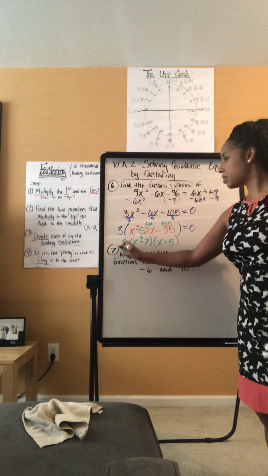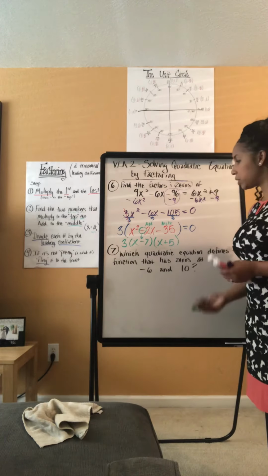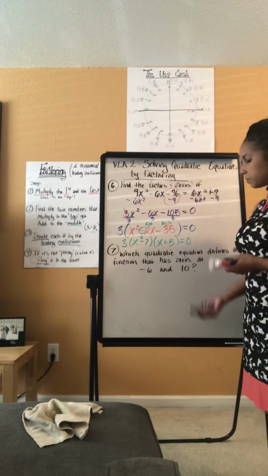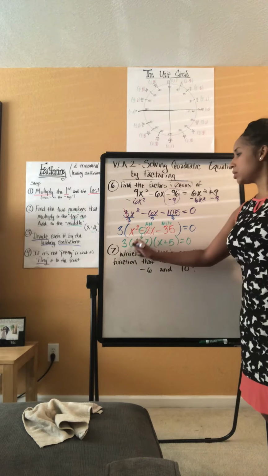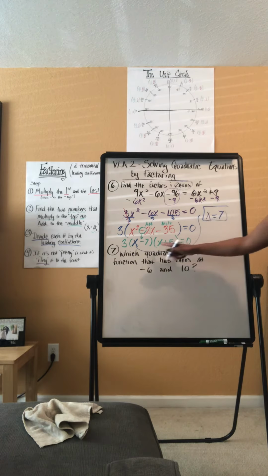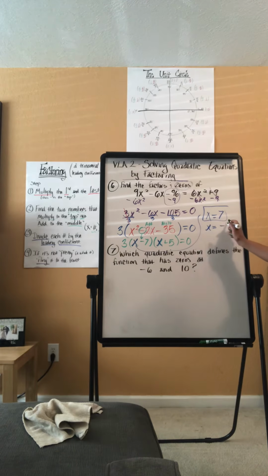That 3 is still out there, but it does not matter to my answer because all I care about are the x's. Solving for x's. So my answer is x is going to be the opposite. I'm going to have x equals the opposite of negative 7, which is a positive 7. And the opposite of positive 5 is a negative 5. So my x equals 7 and my x equals negative 5.